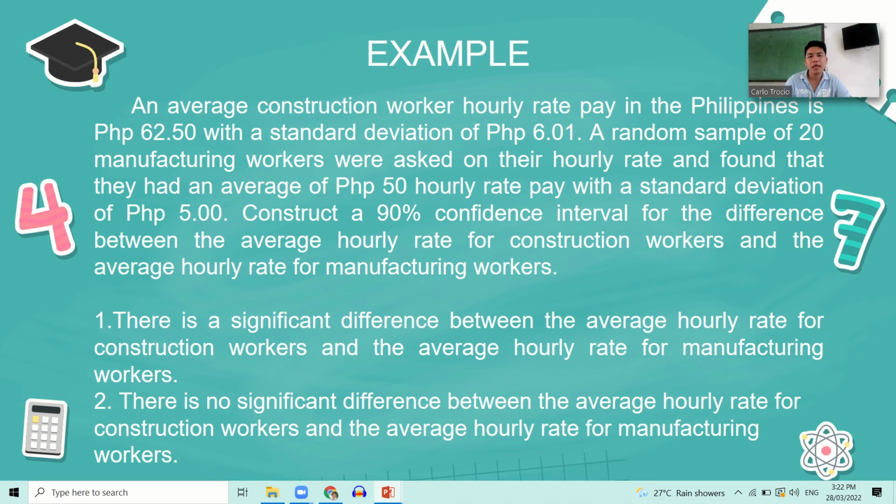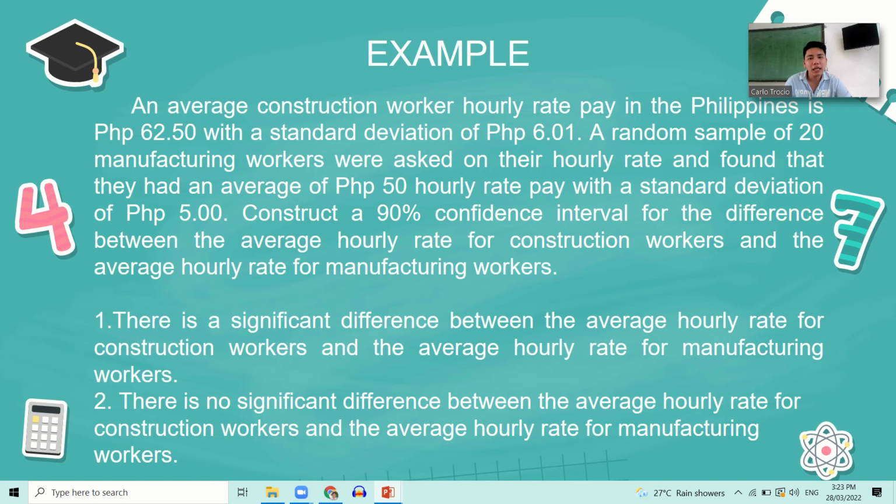So before the survey, the known fact is that 62.50, 62 pesos and 50 centavos, is the average hourly rate pay of the construction workers, taga-oras ilahang sweldo. Then there came a research, which tries to prove that 50 pesos instead of 62 pesos and 50 centavos is the average hourly rate pay of the construction workers in the entire Philippines.